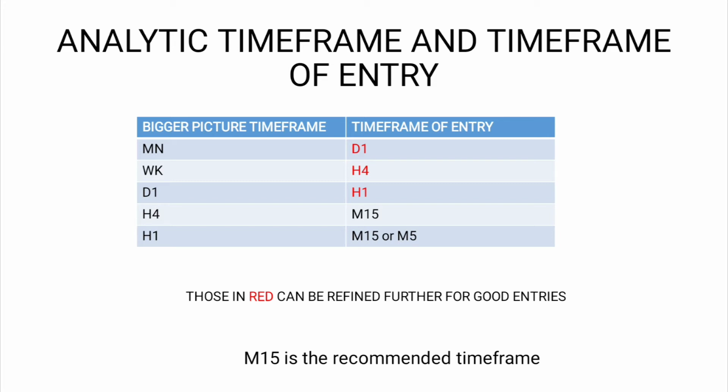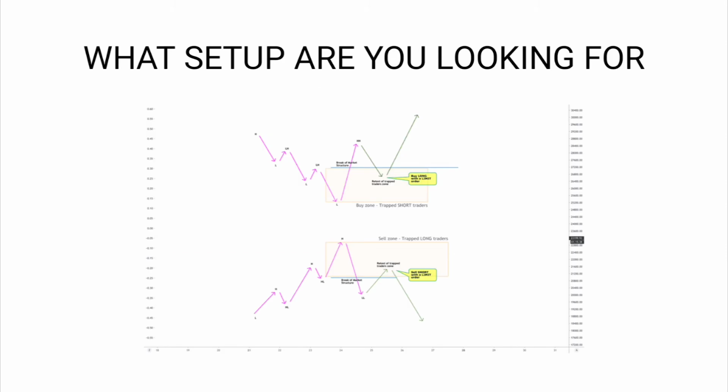Then as for me, I recommend that everyone enters trades using a 15-minute time frame, because it will be clear and not so noisy compared to the M5 and M1. Too much noise on those time frames. So what is the setup you will be using for refining of entries?